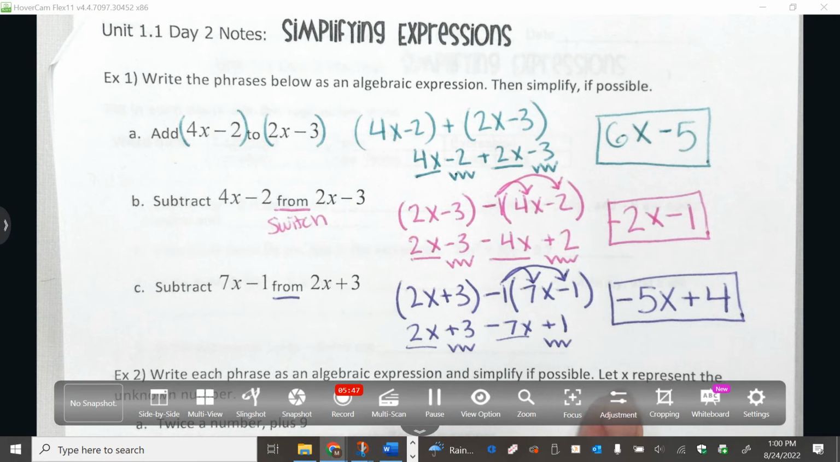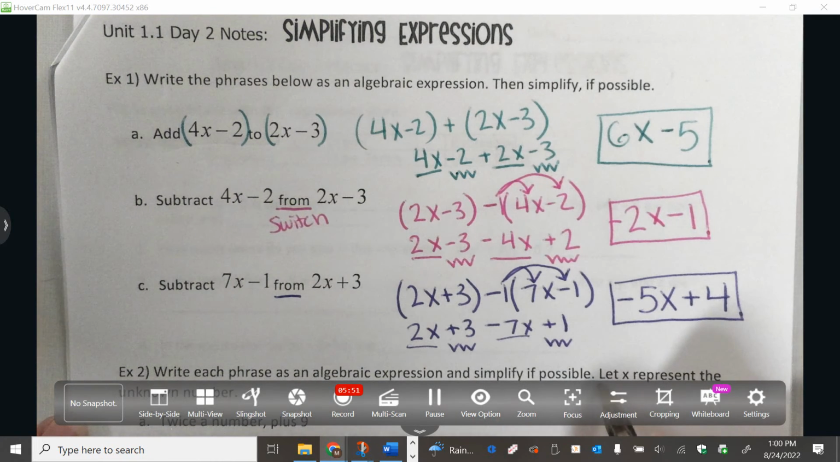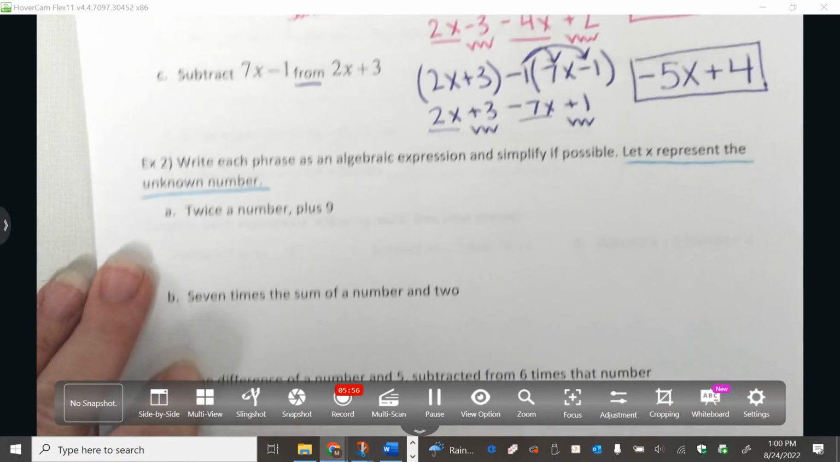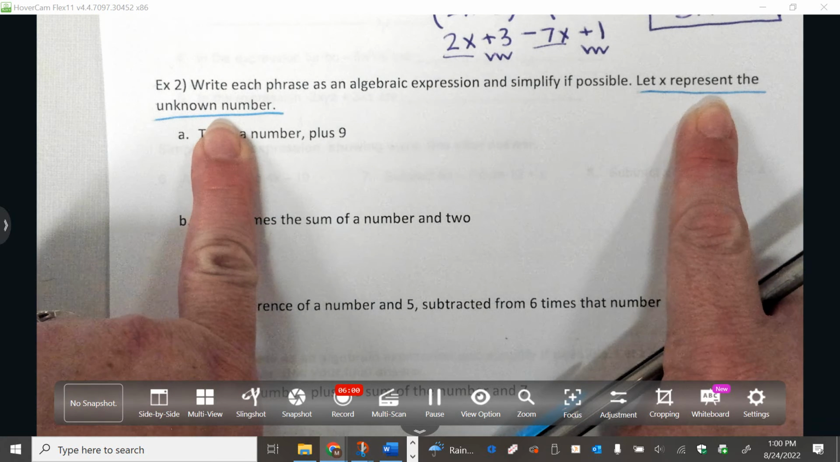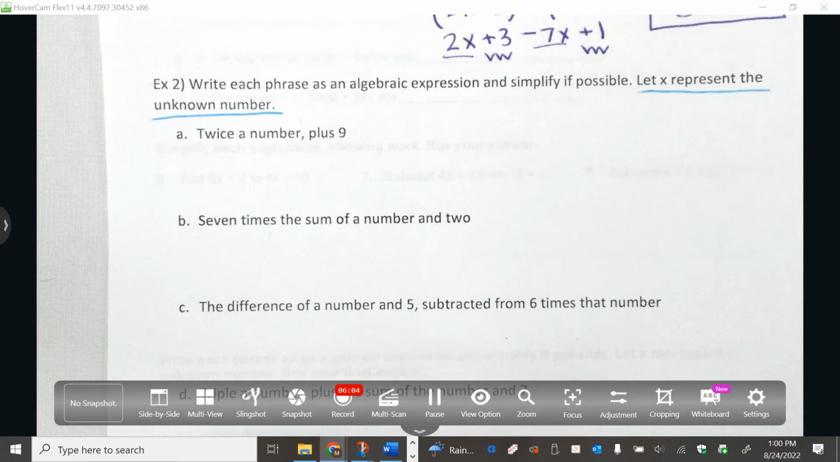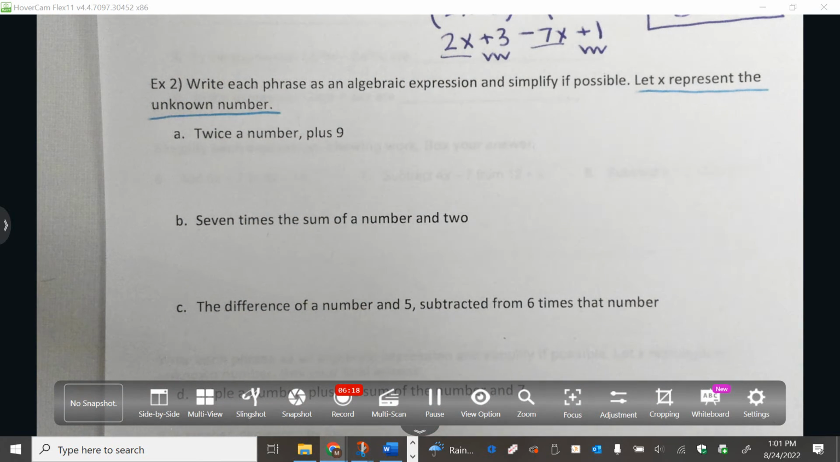Now, it says let x represent the unknown number. What does x represent? The unknown number. Y'all, that, hint, hint, cough, cough, may or may not be on your test. X is just a placeholder for what you don't know. It's the unknown. Cool. So knowing that, it says twice a number. What does twice mean?